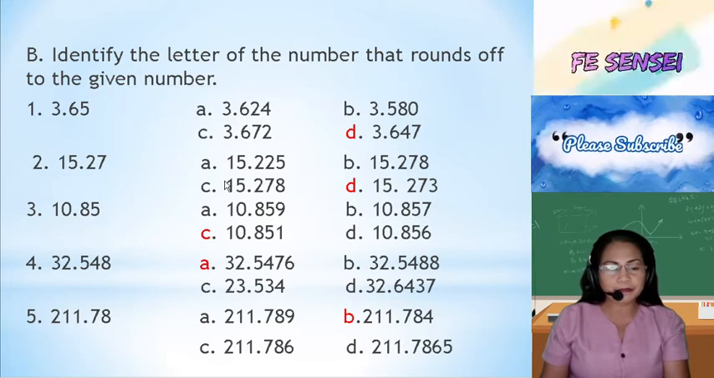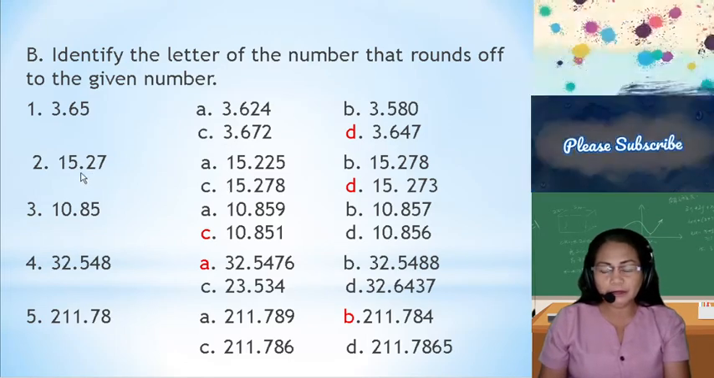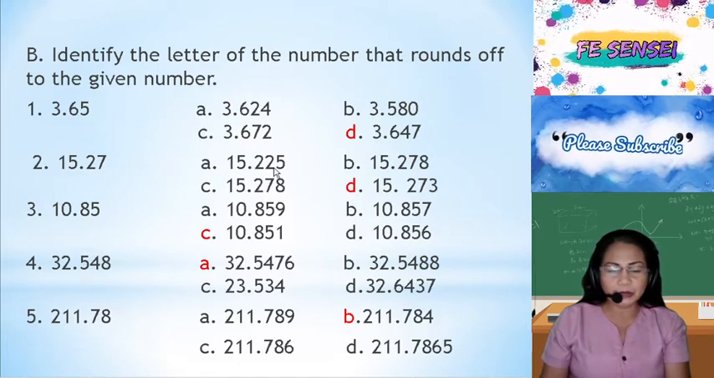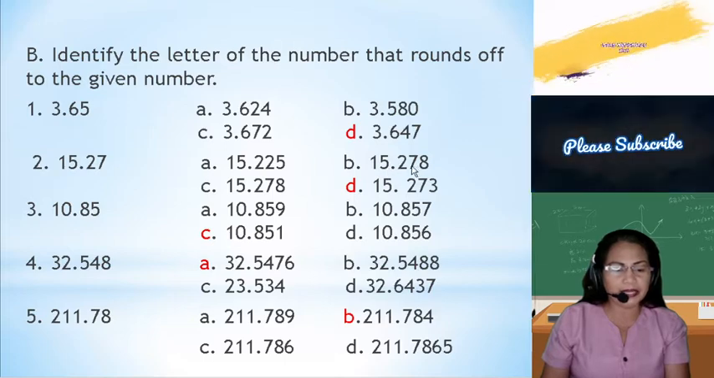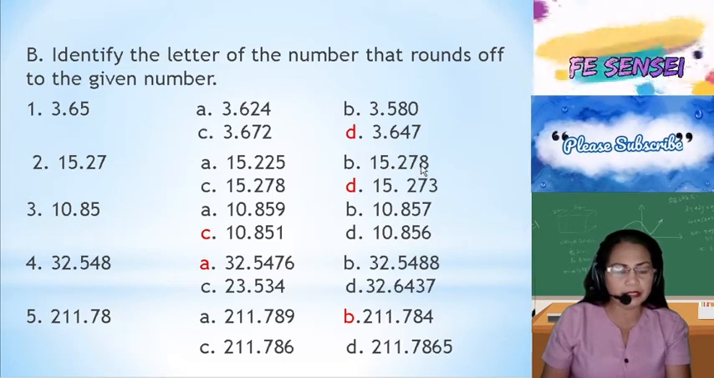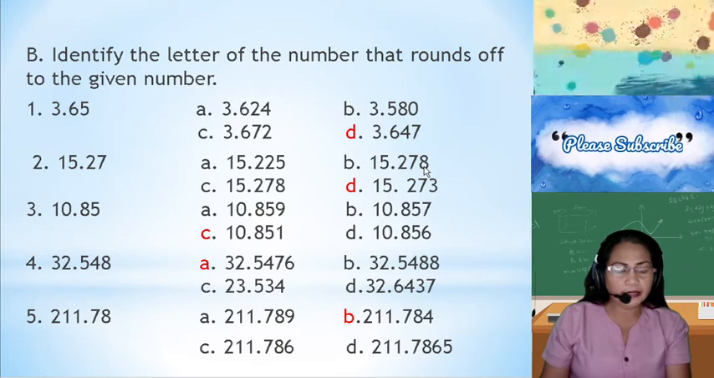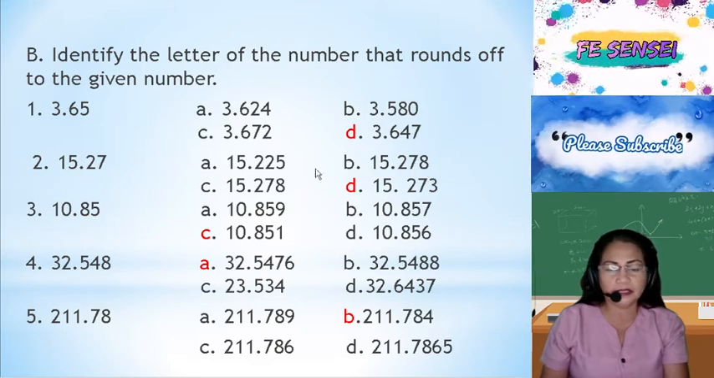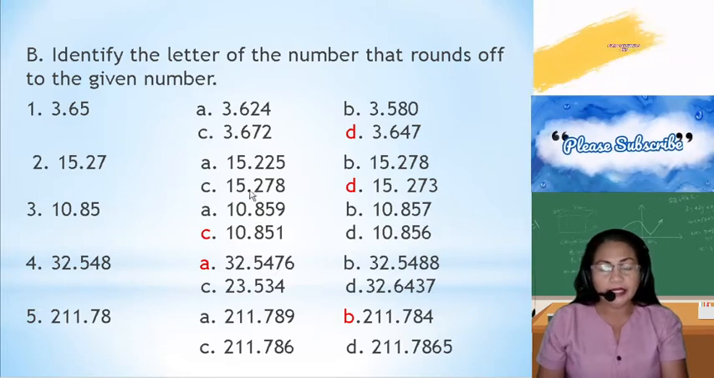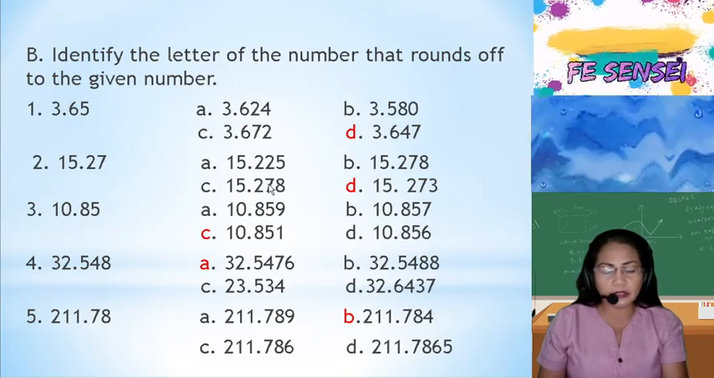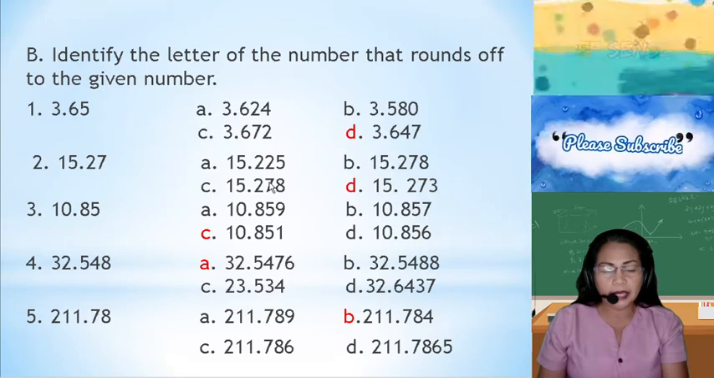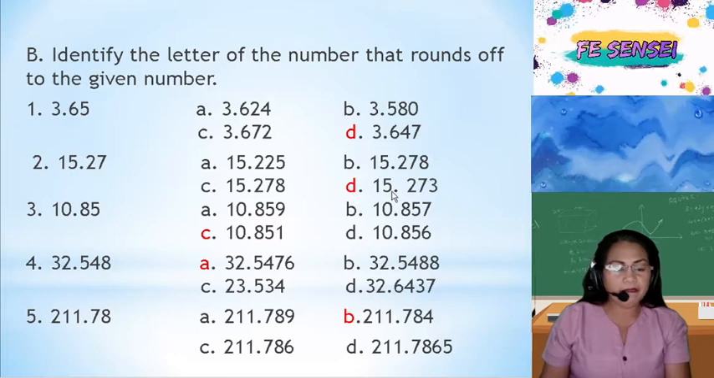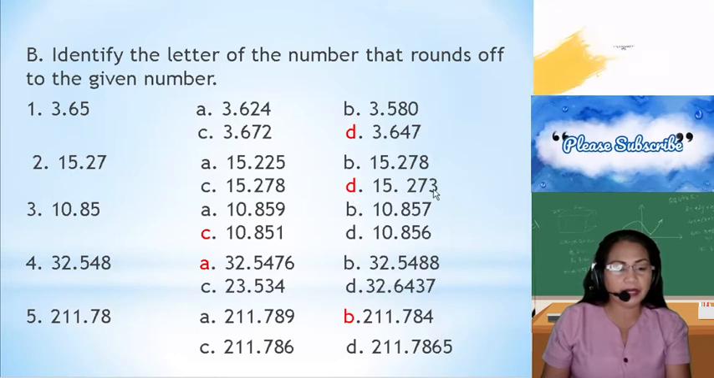Number 2. 15 and 27 hundredths. So it's not the answer. 15 and 27, but the number in the thousandths place is 8. So if we are going to round this to the hundredths place, it becomes 8. So that's not the answer. Letter C, 27 and it's 8. So this will become 8. So that's not the answer. And the answer is letter D, 15 and 273 thousandths.